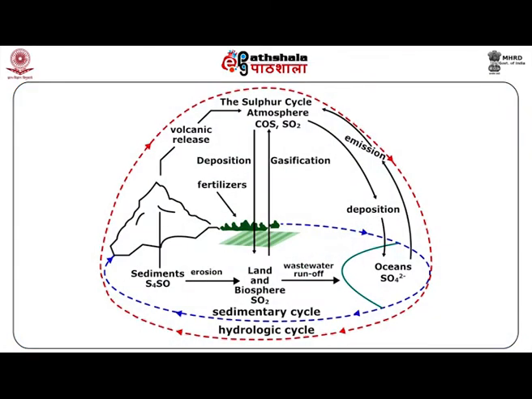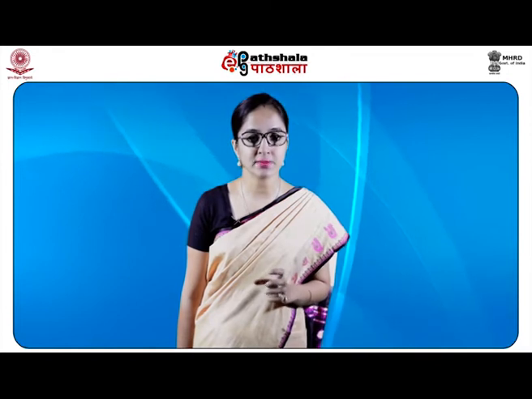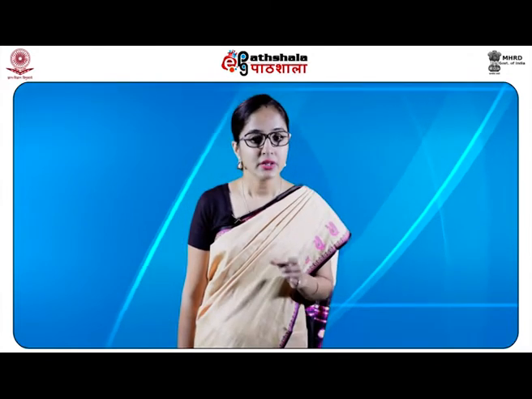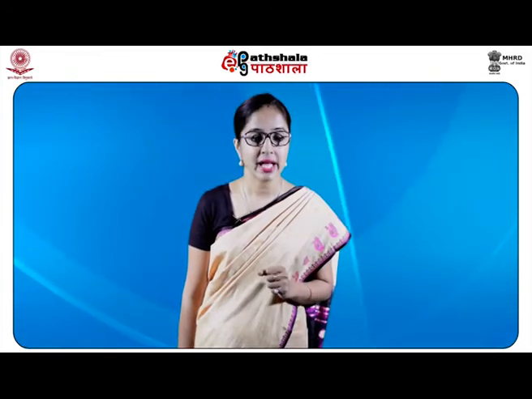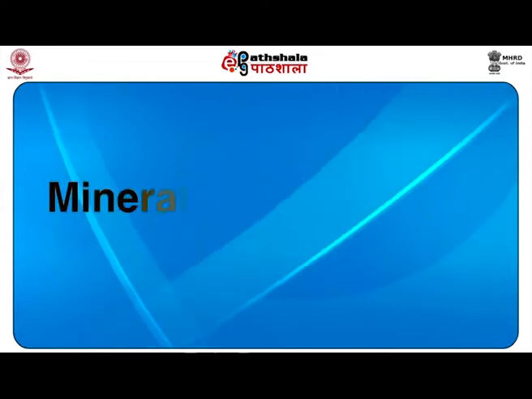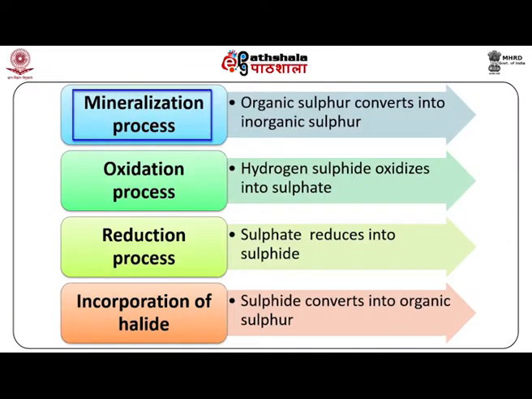Sulfur cycle is important for geochemical cycle and life. Many minerals are affected by this cycle. Sulfur is an essential element and is an important nutrient for organisms. Oxidation reaction takes place in the sulfur cycle. There are some broad steps or processes which are involved in the sulfur cycle, and they are: first is the mineralization process. Organic sulfur converts into inorganic sulfur, for example say hydrogen sulfide, by mineralization process.